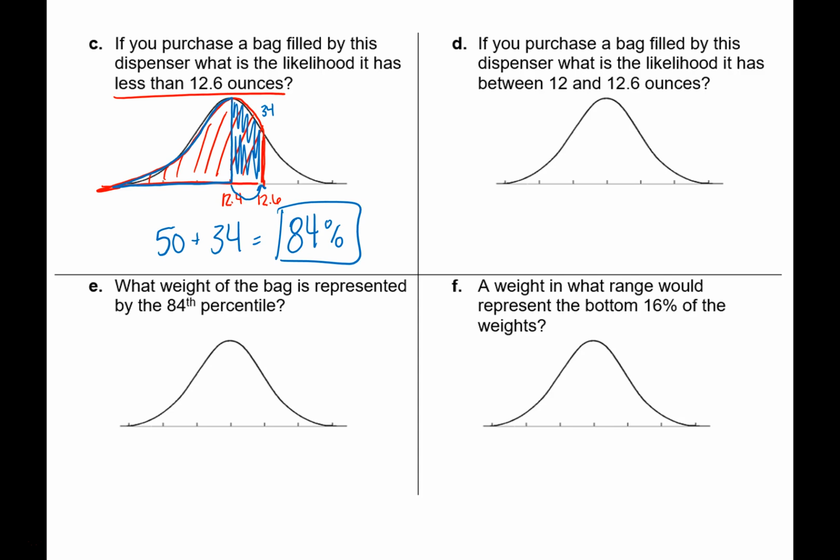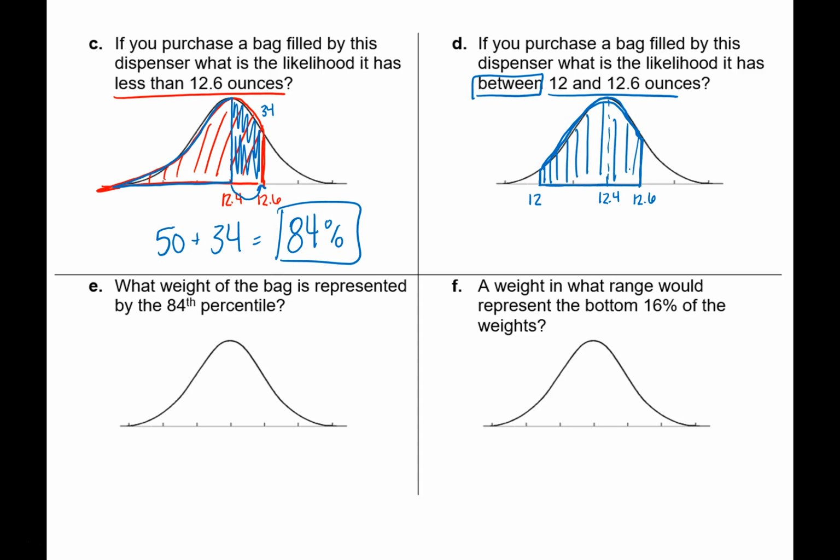The next one says if you purchase a bag, what's the likelihood that it will be, this time, between 12 and 12.6 ounces. So I'm going to label my middle at 12.4. I'm going to label my lower bound or my minimum, and I'm going to label my upper bound or my maximum. Those again came from that grid or that normal curve that we labeled up at the top. Between means we're looking in between these two numbers. So we're looking at all of this region.